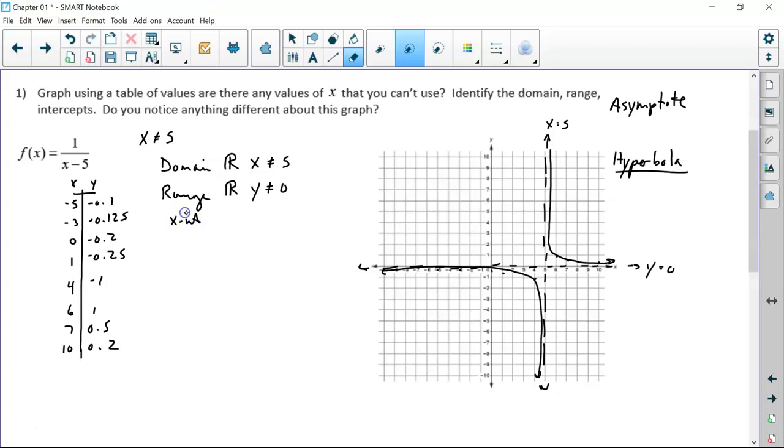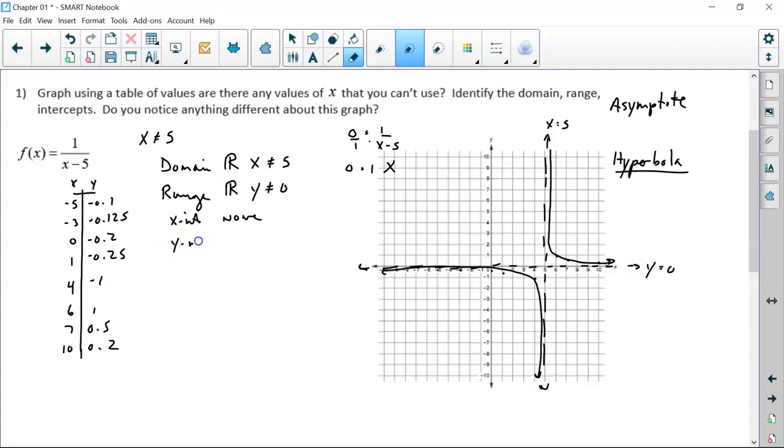Our x-intercept. If we try to find this algebraically, remember x-intercept is when y equals 0. So 0 equals 1 over x minus 5. We can put 0 over 1. And when we cross multiply, 0 times x minus 5 is 0, and 1 times 1 equals 1. 0 equals 1 is not a true statement, and there's no variables. So it doesn't exist. For our x-intercept, there's none. We solved it algebraically, and also if you look at the graph, we never cross the x-axis.